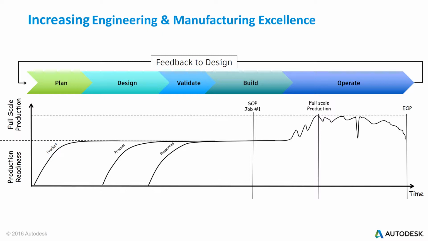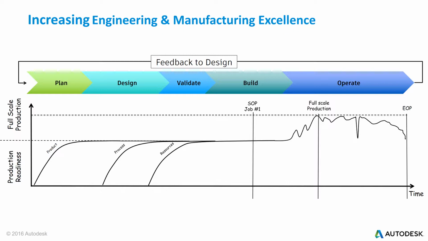After reaching full-scale production, they hand it over to the operators of the factory. Then they have to take care of it in an efficient manner until the end of production or the end of the product lifecycle. In the operate phase, the operations manager is looking to increase overall equipment efficiency.